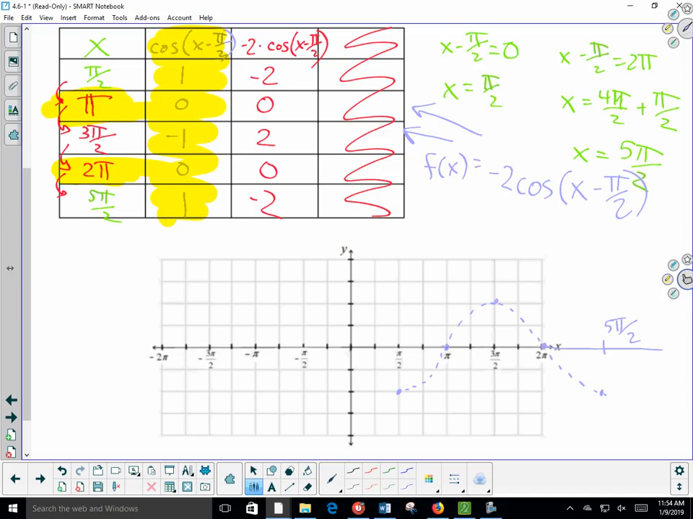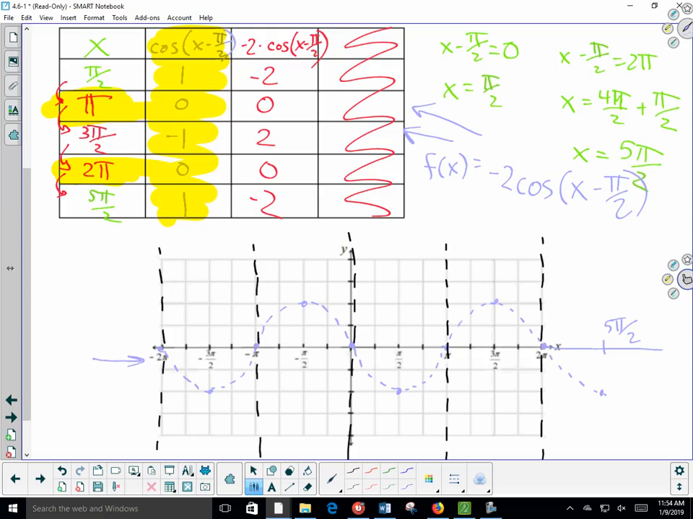I can extend this a little bit. 2 to the left, 2 up, 2 to the left, 2 up, 2 to the left, 2 down, 2 to the left, 2 down. So I can keep this pattern going. All right, like this. And where were those vertical asymptotes? They're going to be at pi and at 2 pi and so on. So I can draw those in, vertical asymptote at pi, vertical asymptote at 2 pi, also at 0, negative pi, negative 2 pi, and so on.